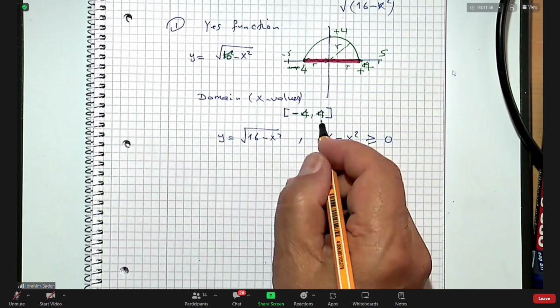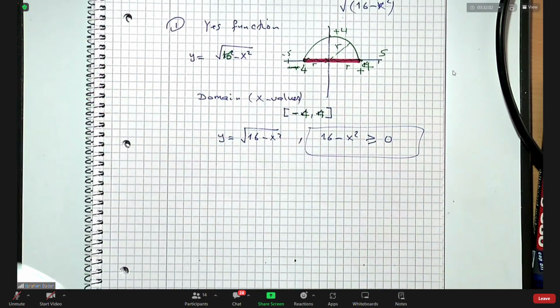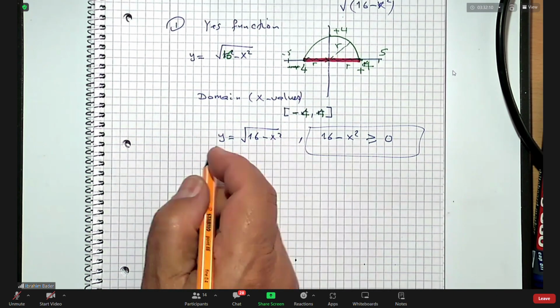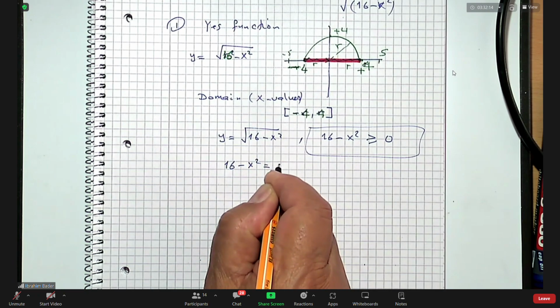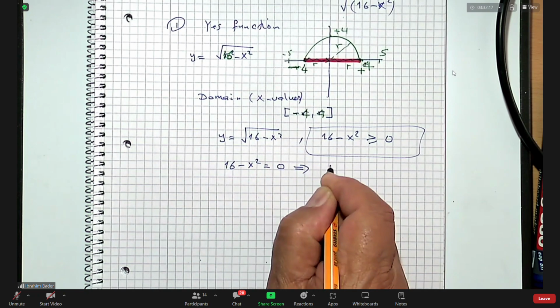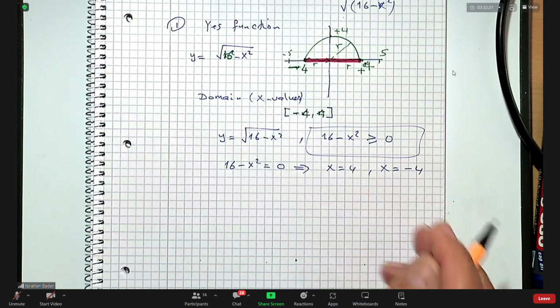If you solve this inequality, you are done, actually. You solve this inequality because these are the values of x that make sense. Now, how to solve these? We want to know what values make this equal to 0. So 16 minus x squared equals 0. So x equals 4 and x equals -4, right? So far.